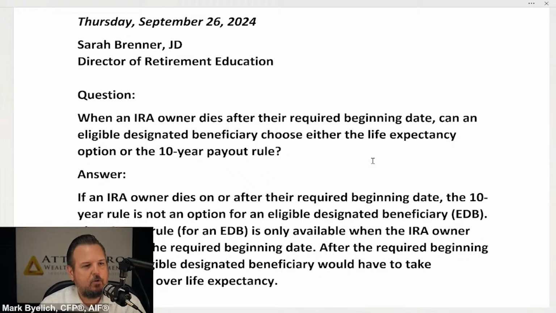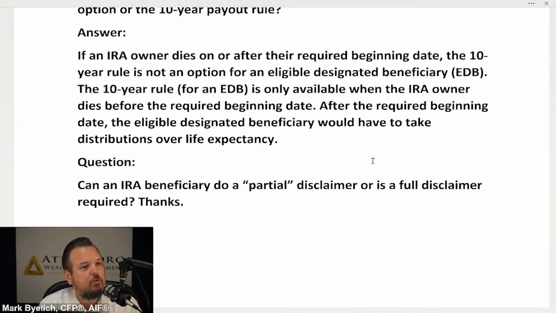When an IRA owner dies after the required beginning date, can an eligible designated beneficiary choose either the life expectancy option or the 10-year payout rule? The answer is, if an IRA owner dies on or after the required beginning date, the 10-year rule is not an option for an eligible designated beneficiary. The 10-year rule for an eligible designated beneficiary is only available when the IRA owner dies before the required beginning date. After the required beginning date, the eligible designated beneficiary would have to take distributions over their life expectancy.